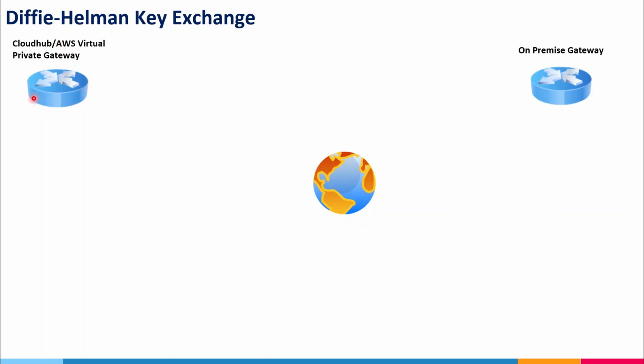So I have two routers. This will be our CloudHub virtual private gateway, and this is our on-premise gateway. Both the parties have to communicate with each other, and they are able to encrypt the data using the shared key. But now they want this key to be generated automatically. They don't want anyone to explicitly tell the key out of band. Okay, so let's see how this is done.